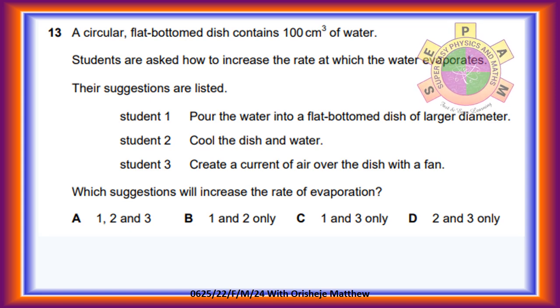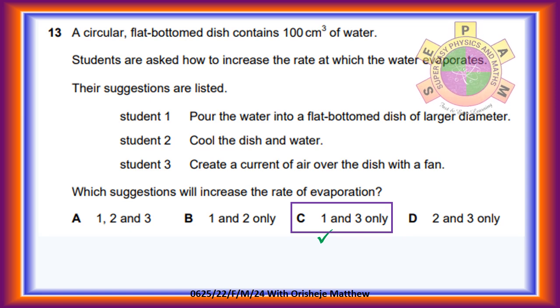Option A, 1, 2, and 3. Option B, 1 and 2 only. Option C, 1 and 3 only. Option D, 2 and 3 only. Students 1 and 3 are correct. Option C is correct. The suggestions that will increase the rate of evaporation are: Student 1, pour the water into a flat-bottomed dish of larger diameter.